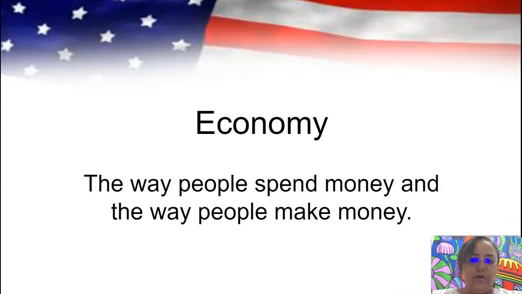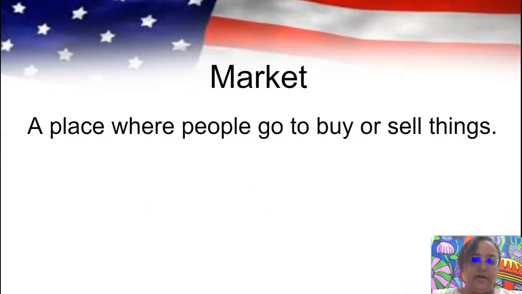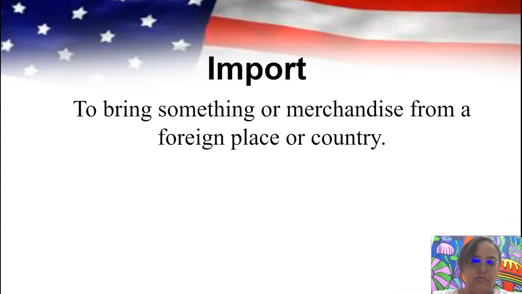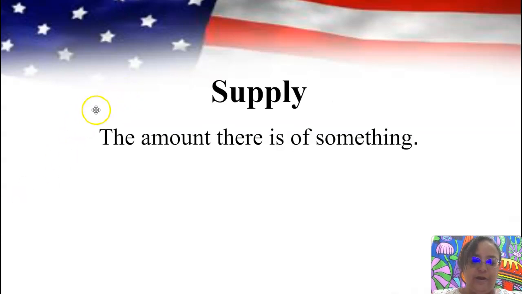The first vocabulary word is economy, the way people spend money and the way people make money. Market, a place where people go to buy or sell things. Export, goods and services that are produced in one country and shipped to another for sale. Import is to bring something or merchandise from a foreign place or country. Supply, the amount there is of something.